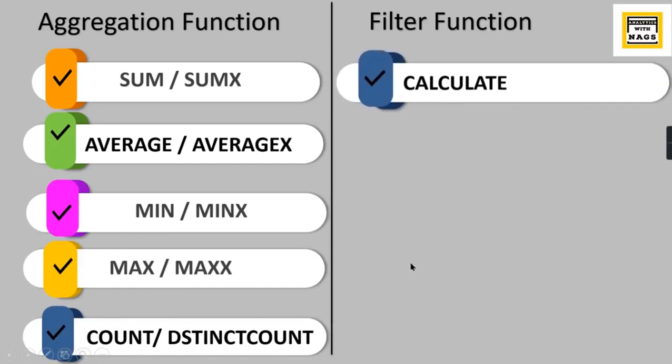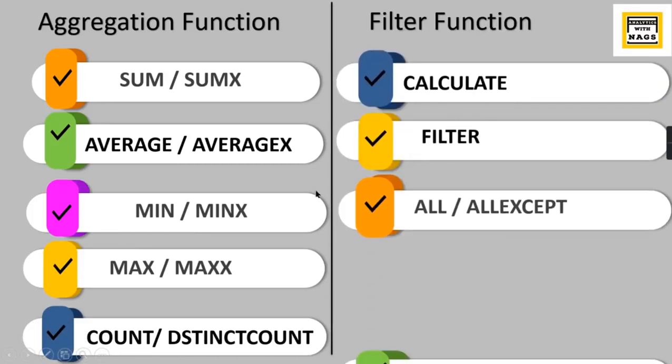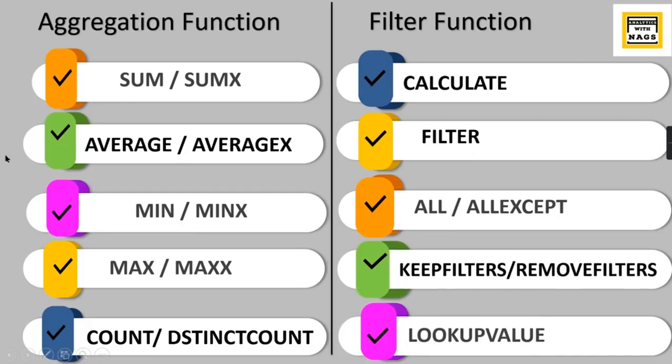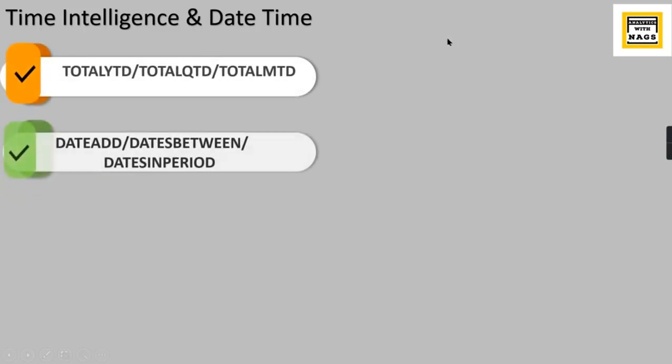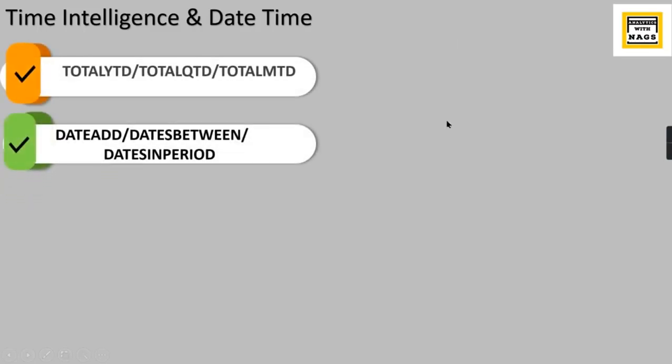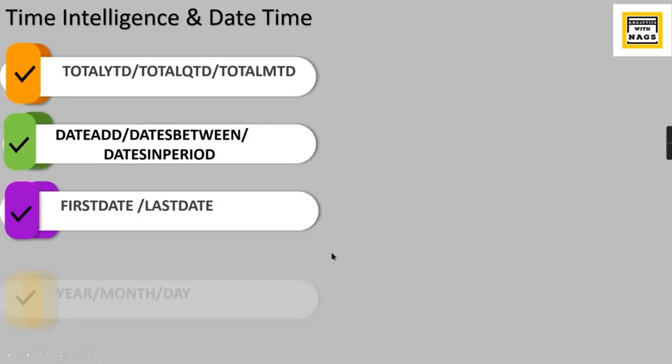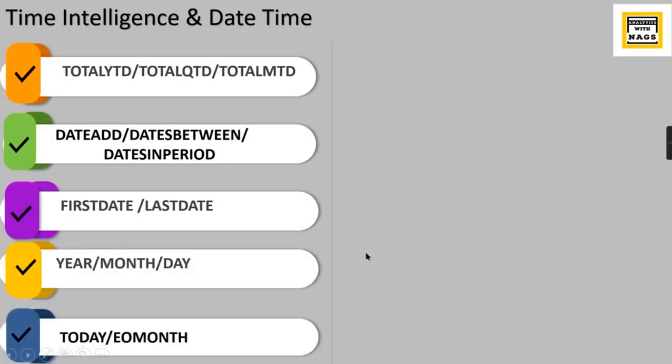Then followed by a filter function, you have CALCULATE, FILTER, ALLEXCEPT. So you can take a screenshot of this. Once you are familiar with these functions, you will be able to handle most of the projects. So this is the first list of functions, and other things come with it for time intelligence and date time, like TOTALYTD, TOTALQTD, and FIRSTDATE, LASTDATE, YEAR, MONTH, DAY.